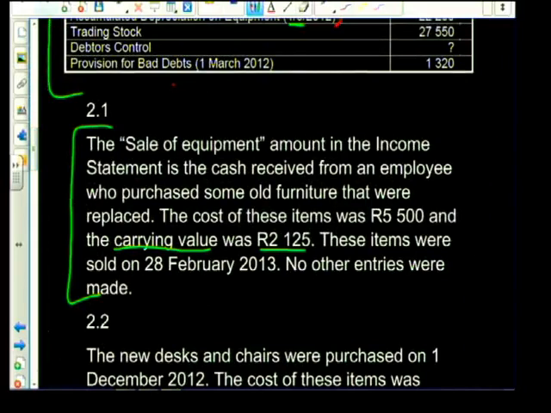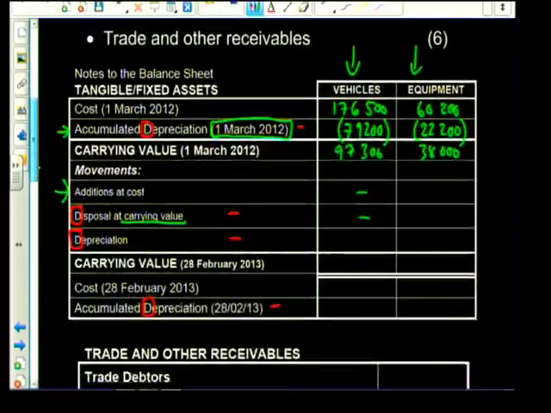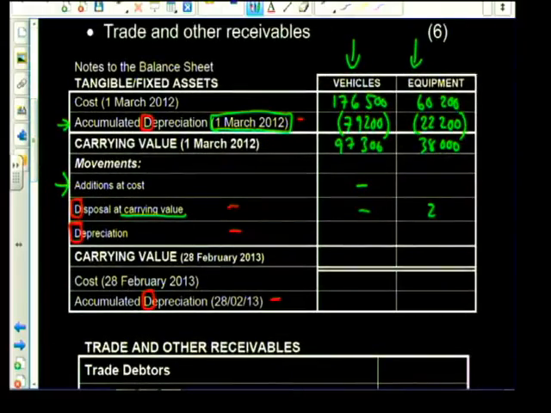So all that we're going to do is next to our disposals for equipment, we're going to put the 2,125, and because we've sold it, it needs to be in brackets. Remember, here's another word that starts with D. The D indicates that something is negative.